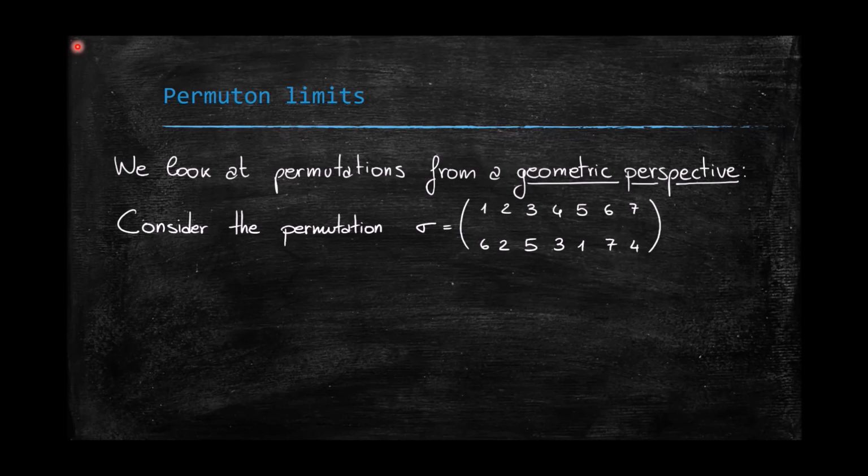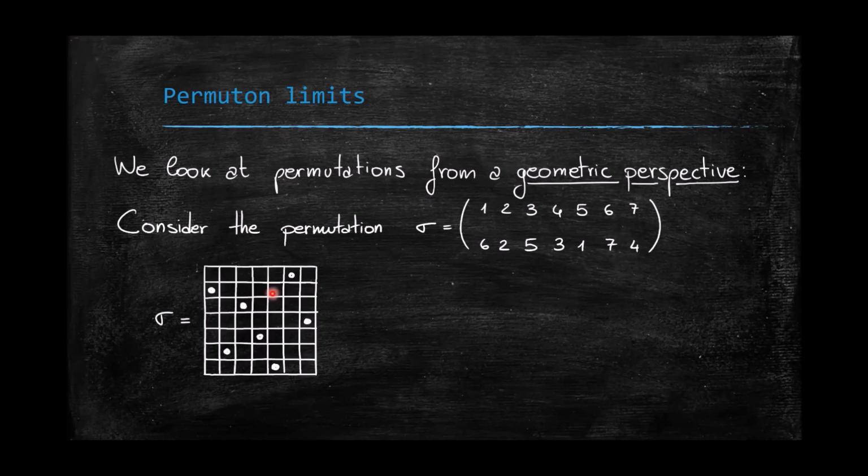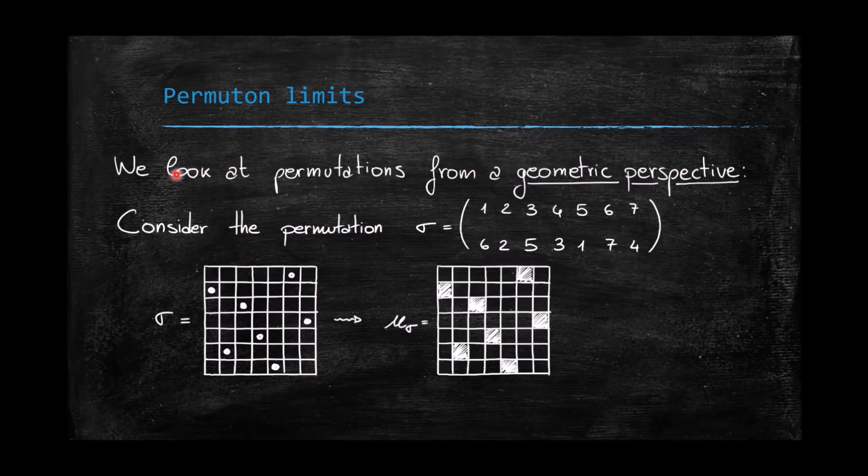Let me start by explaining our point of view on permutation, that is geometric. Consider the permutation sigma that maps 1 to 6, 2 to 2, 3 to 5, and so on. To it, we can associate its permutation diagram. Here it is. And moreover, we can also associate a probability measure in the following way. In each box where there is a dot, we replace this dot with the Lebesgue measure of mass 1 over n, where n is the number of dots in the diagram.